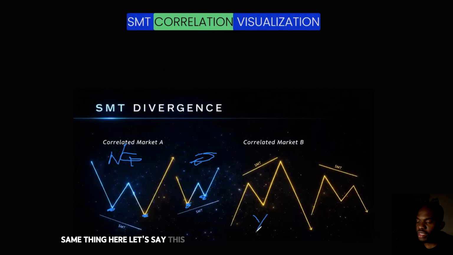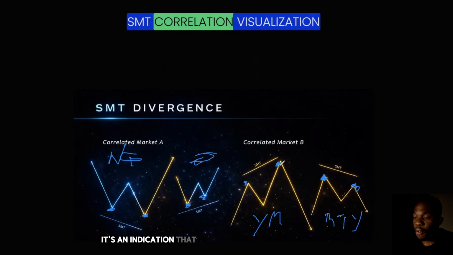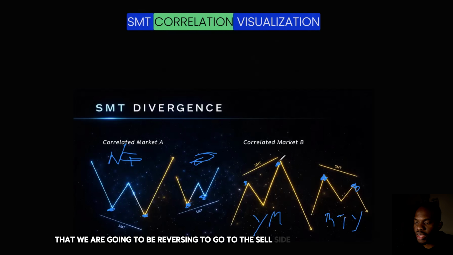Same thing here. Let's say this is YM, and let's say this is RTY. If this low right here is left behind and then right after that gets taken out on YM, however, the same corresponding high does not get taken out here, then you have SMT, right? It's an early indication that, if you have all the things that you're looking at and paying attention to, we are going to be reversing to go to the sell side, okay?